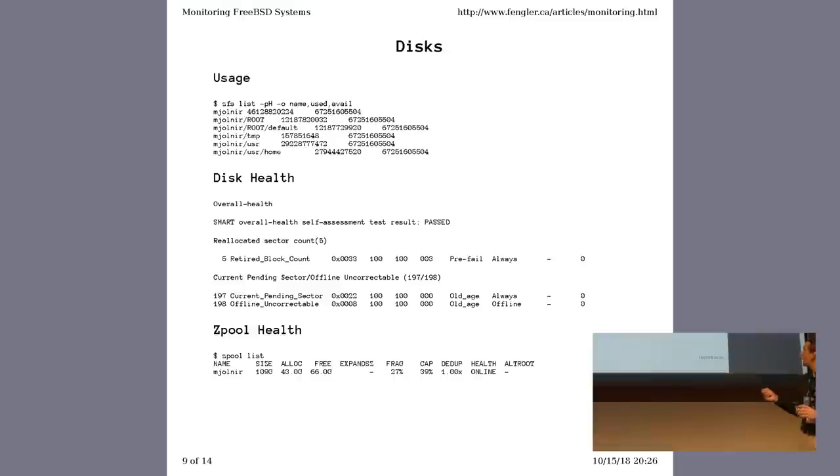And you can ask using O exactly what fields we care about. In this case, I've got name, used, and available, which is pretty much the minimum amount you want. And this gives you all your disk usage information all in one place. And it just takes a little for loop and a split to get that into something you can work with.